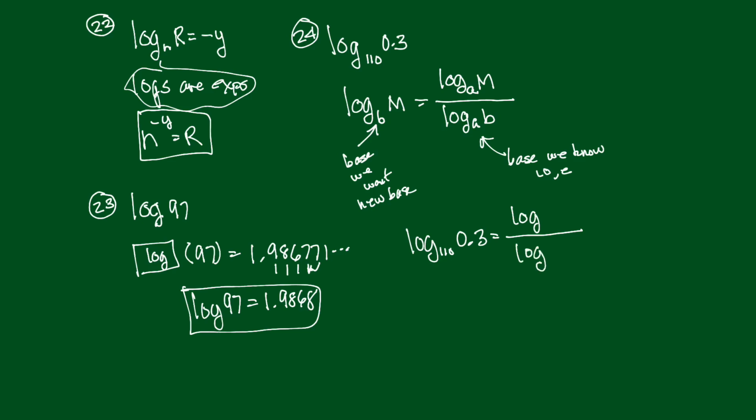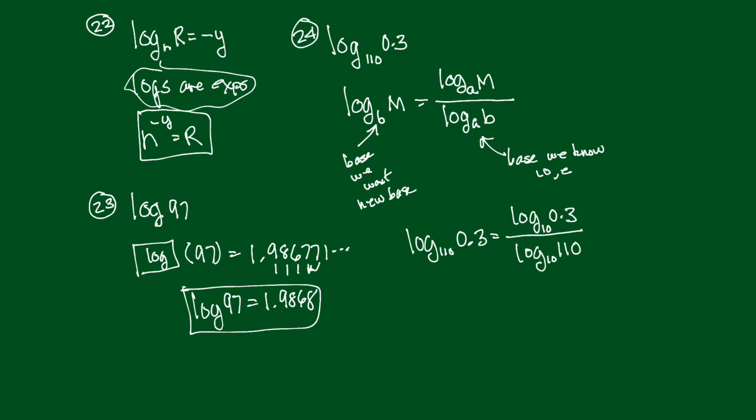Now, the new base is 110. What's the base that we know? Well, I already wrote log. That's going to be base 10. So base 10, and then upper number goes in the upper position. So 0.3 goes on the top in the numerator, and the lower number, the 110, that's the lower number, that goes in the lower part. So that's going to be 110.